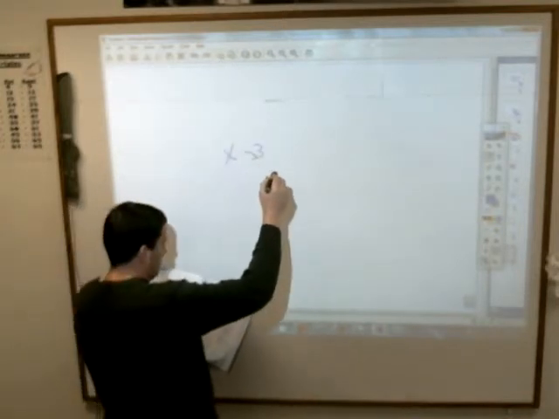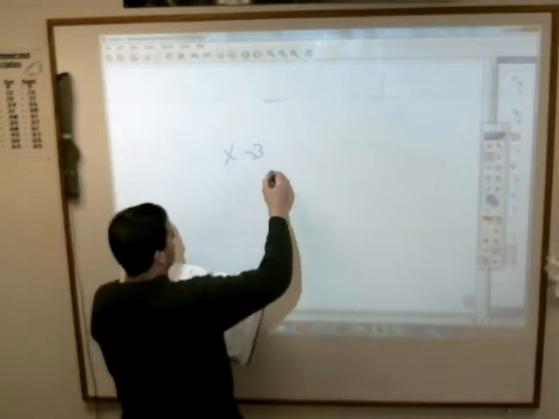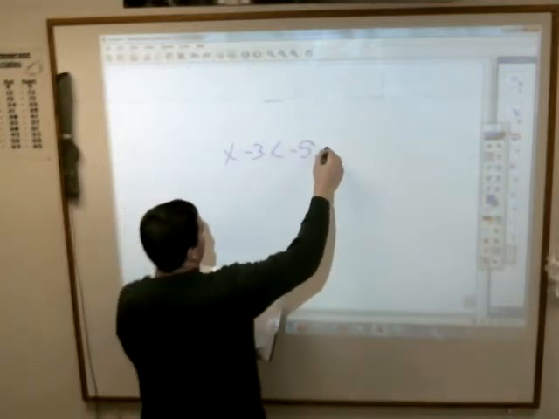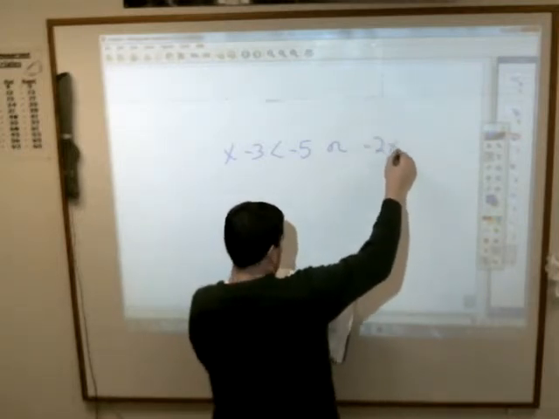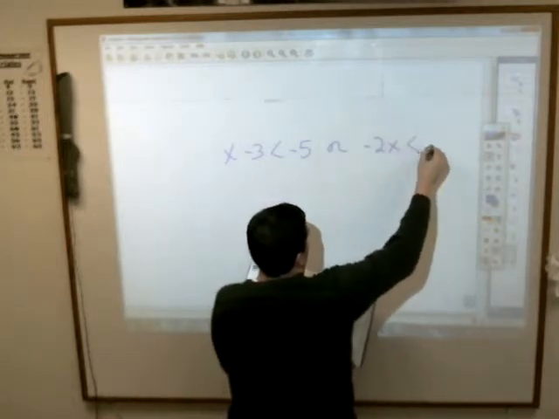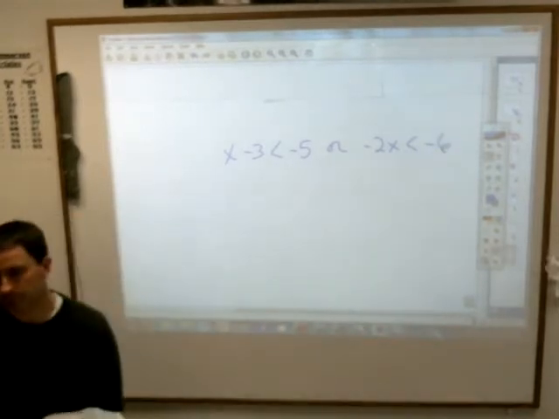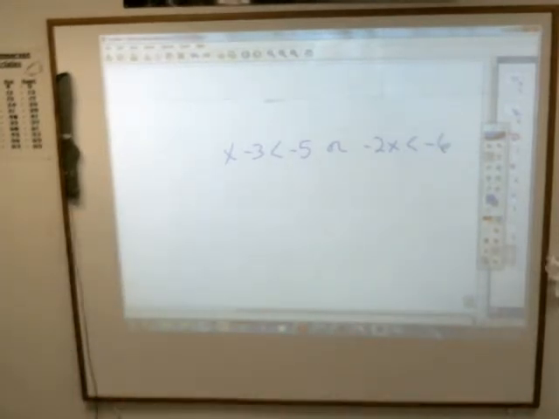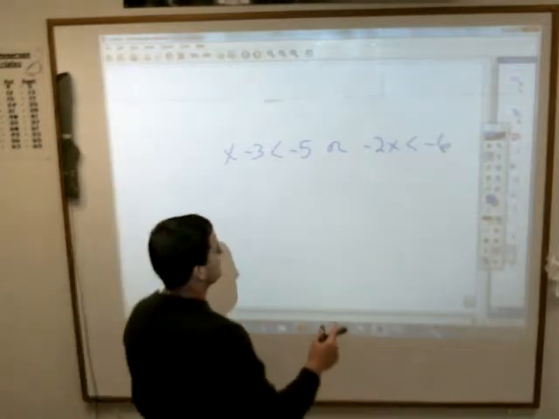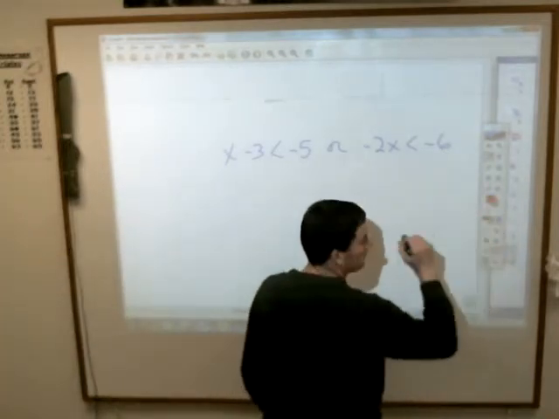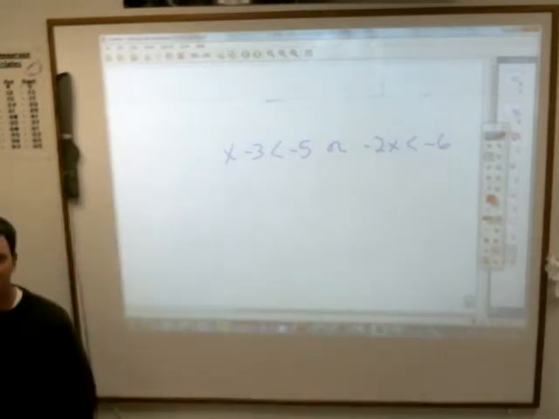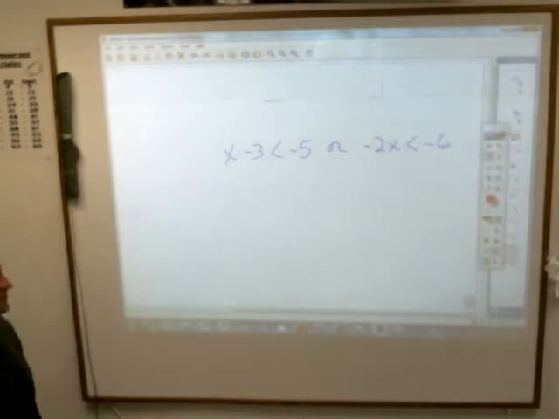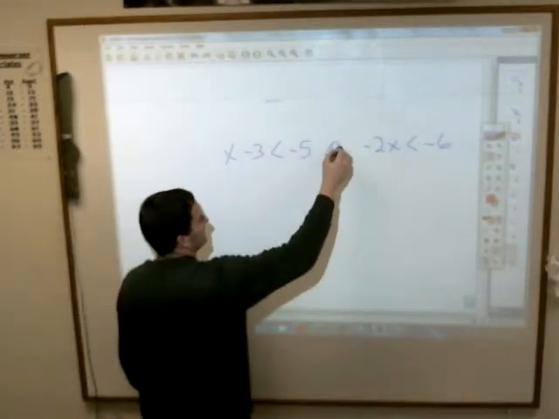Write this one down, please. x minus 3 is less than -5 or negative 2x is less than -6. How do you write this without the or? Yeah, because you said you could write one without the and. You can't. Ors always have the word or. Can you just put like an O and the R? Can we make a symbol for it? Does an R really take that much time to draw?